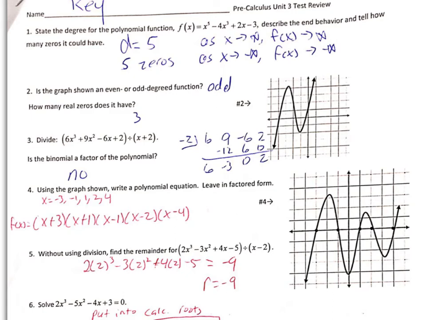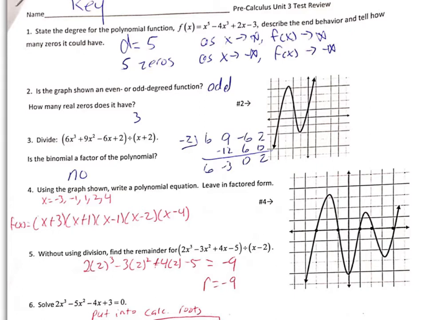I'm just going to do a brief explanation of each question. They're already worked out here on the key. On number 1, it says state the degree, describe the end behavior, and tell me how many zeros it has. Well, the degree is 5 because that's the highest exponent. That means it's going to have 5 zeros. That does not mean they're all real zeros.